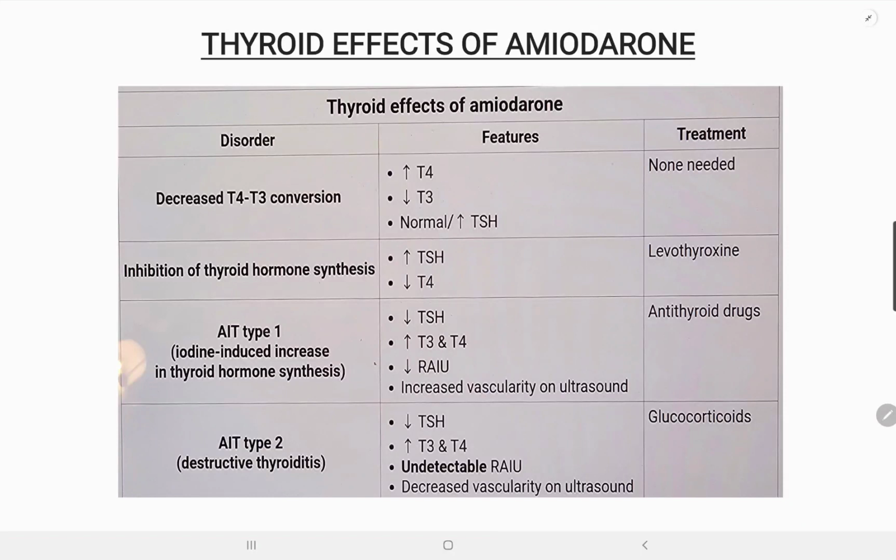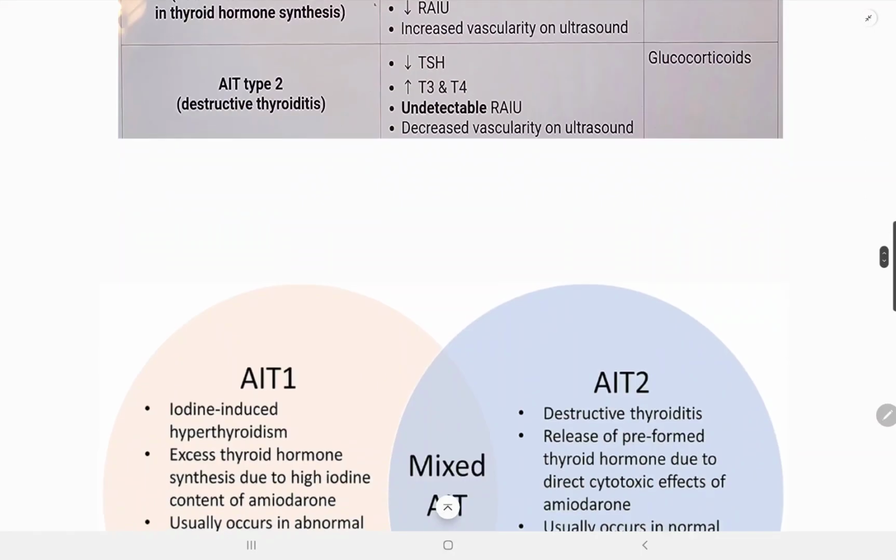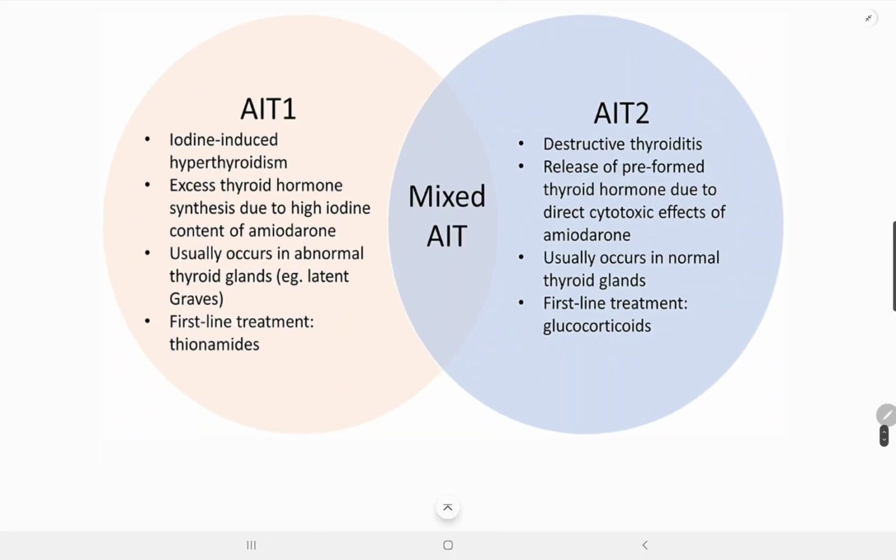If we talk about the type 1 and type 2 differences, type 1 is iodine-induced hyperthyroidism. There is excess thyroid hormone synthesis due to the high iodine content of amiodarone, and it usually occurs in abnormal thyroid glands. For example, they may have had some kind of Graves' disease in the past, could be a latent Graves. The treatment here would be antithyroid drugs.